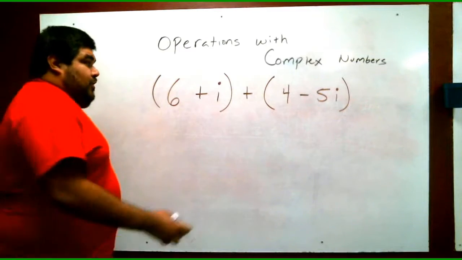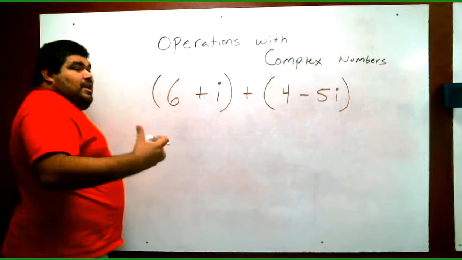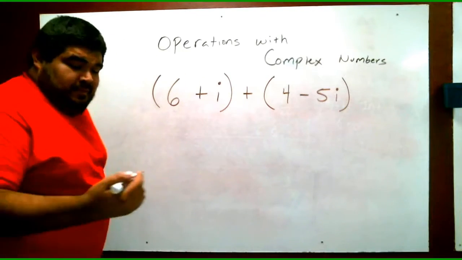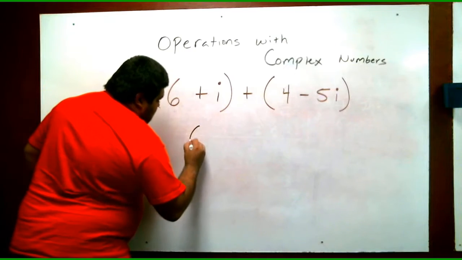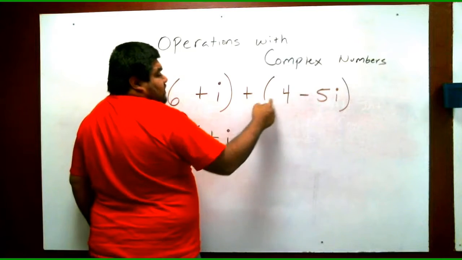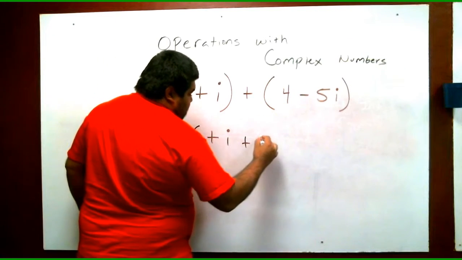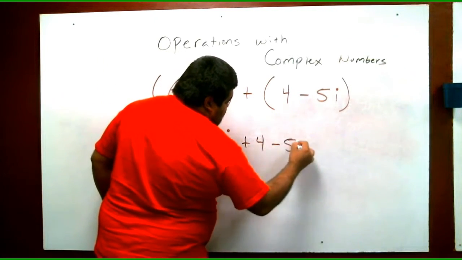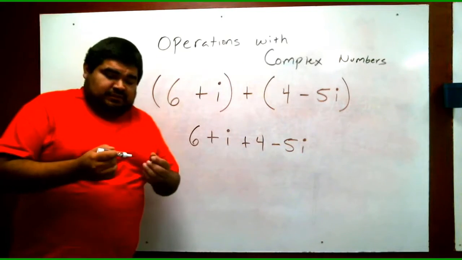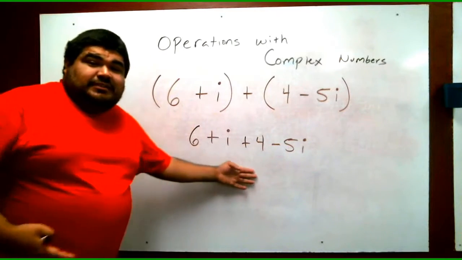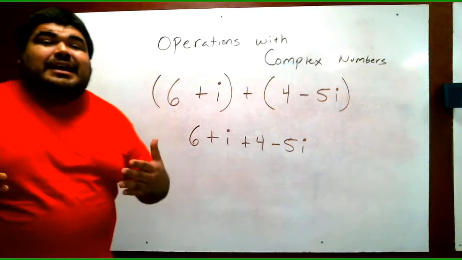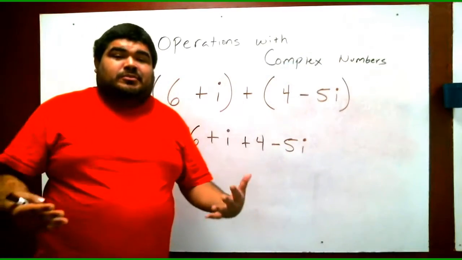Notice that we're adding. All we have to do is write the whole equation without the parentheses. That's the first step. So we can say 6 plus i plus, because it's positive, plus 4 minus 5i. Okay, that's all we did. All we did is get rid of the parentheses. Now that it's outside the parentheses, it looks a little easier to do. All we're going to do is combine like terms.